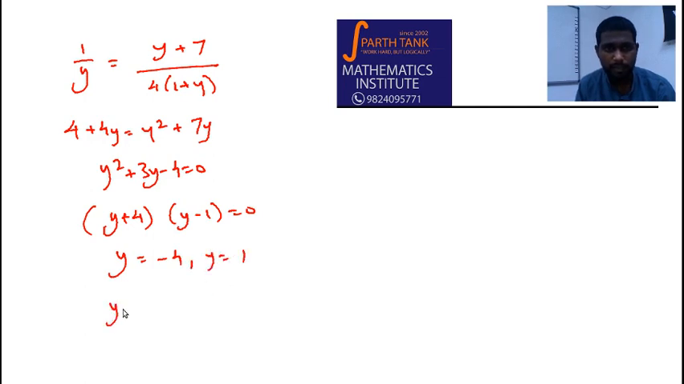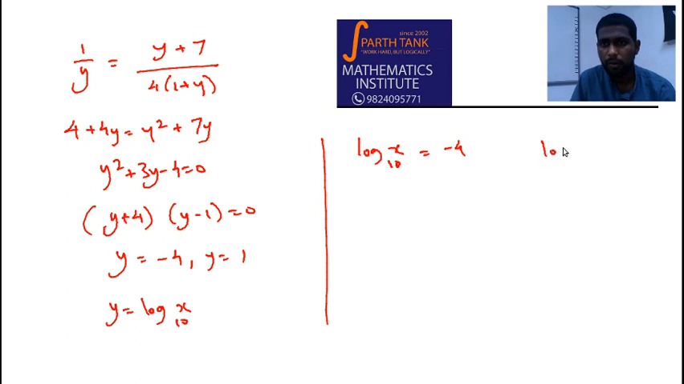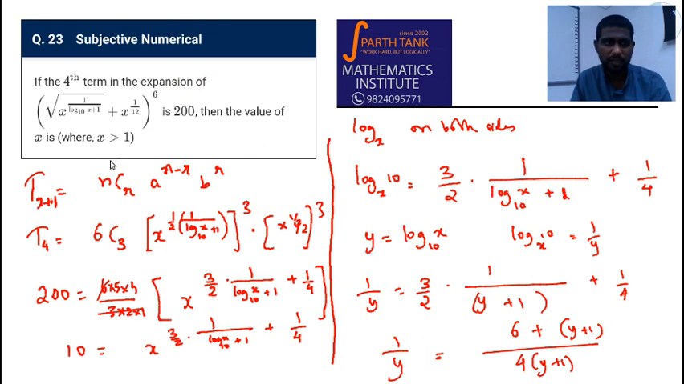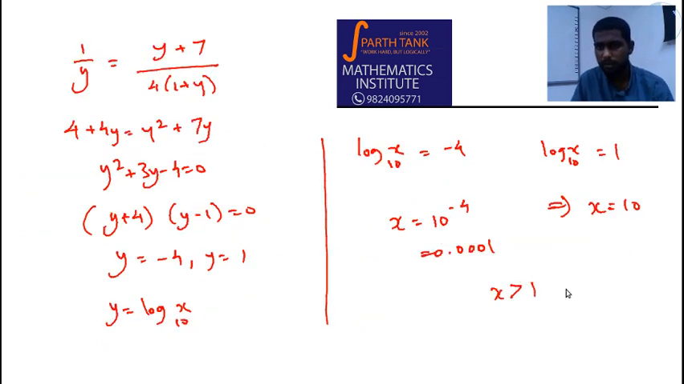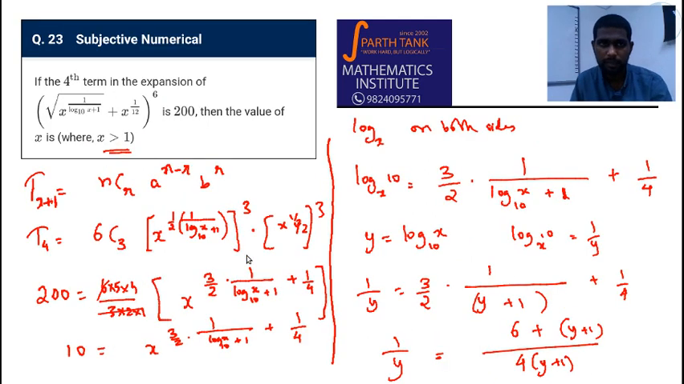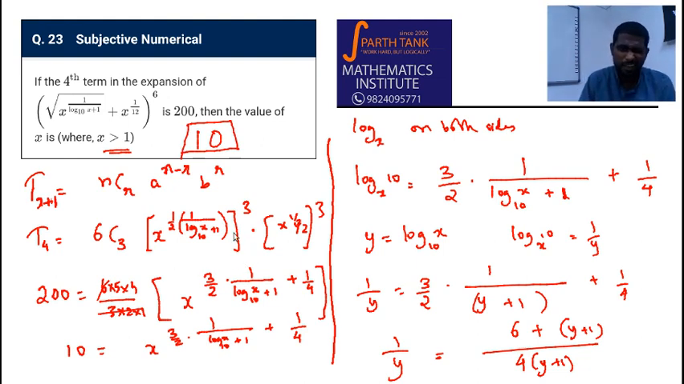So y is log x base 10. So log x base 10 is minus 4 or log x base 10 is 1. This implies x is equal to 10, or x is equal to 10 raised to minus 4, 0.0001. Now we have also been given the condition x greater than 1. Therefore this is chosen, this is not. So the answer is x is 10. So the value of x is 10. Very simple problem. Expand this carefully and take the log base 10.